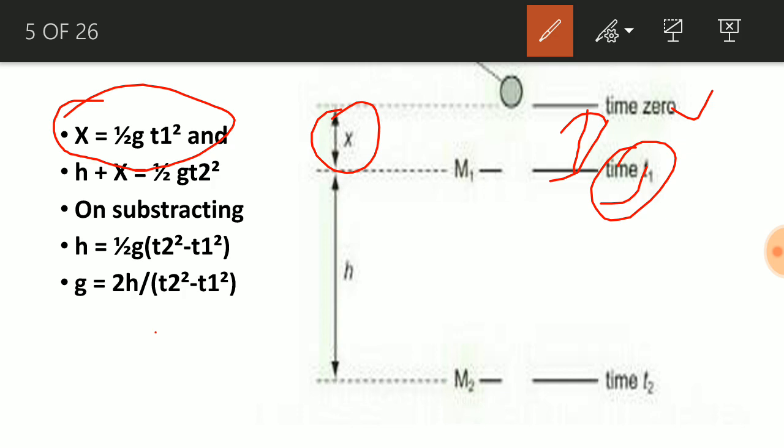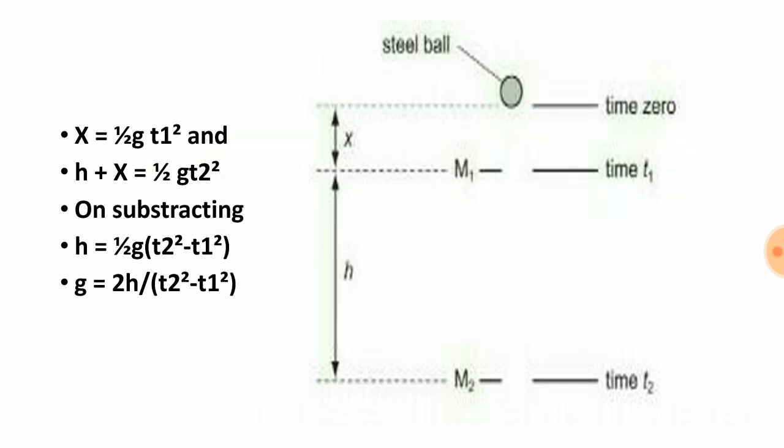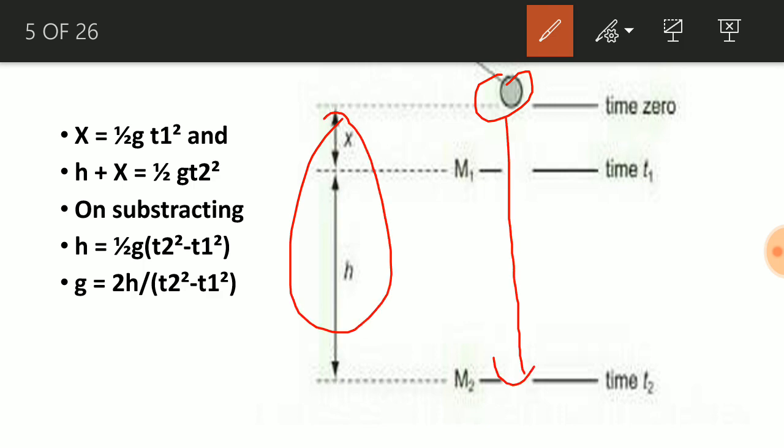Now for the second case, we need to assume the ball is at this point. We need to assume the ball is at t is equal to 0, and it is traveling a distance h plus x in the time t2. Because of that, we can write u is equal to 0 in the second case. Height will be h plus x, and time will be t2, and initial velocity will be 0, because our height is h plus x, meaning our object is at this point.